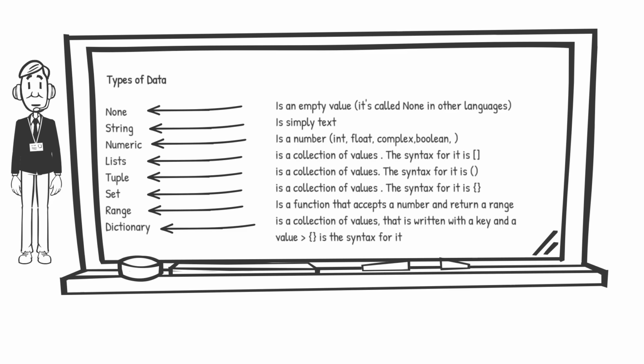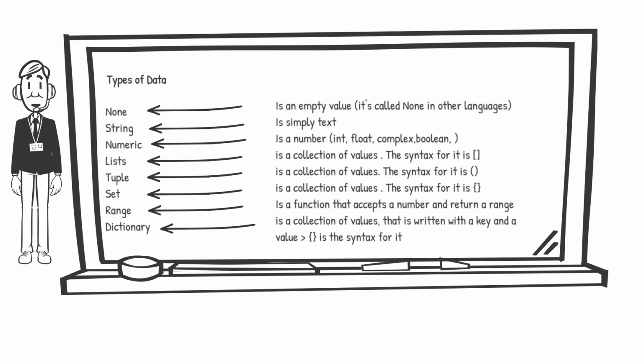Now moving on to range. Range is a function that takes a number and returns all numbers between that number and 0. So for example, if you want the range of 3, you will get back the numbers 0, 1, and 2.